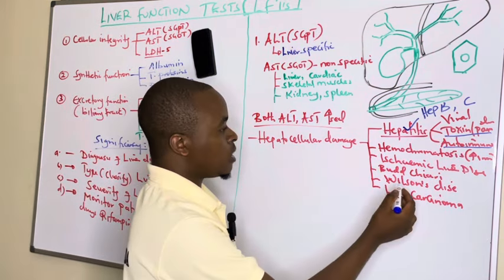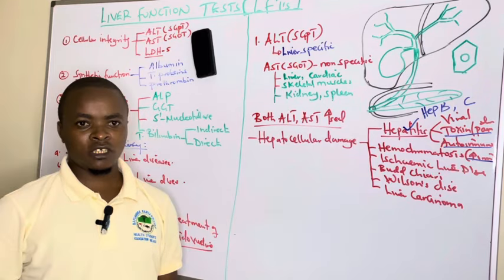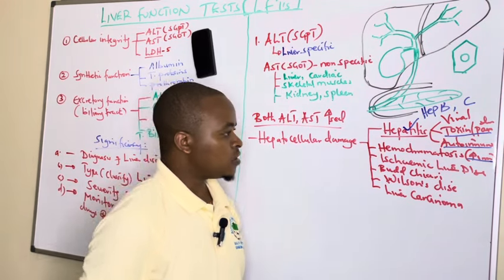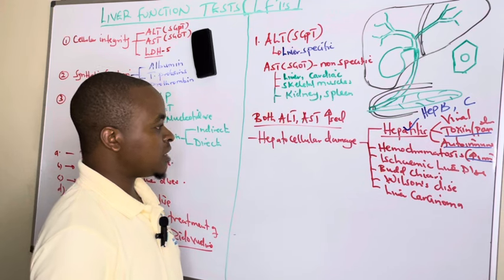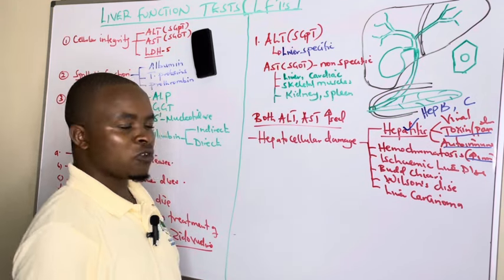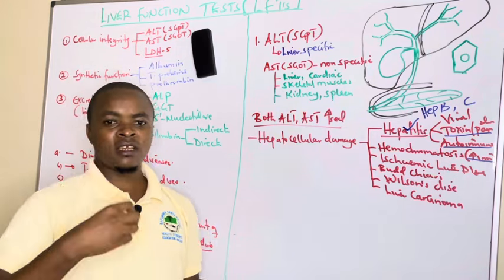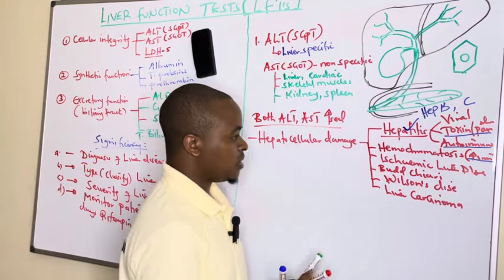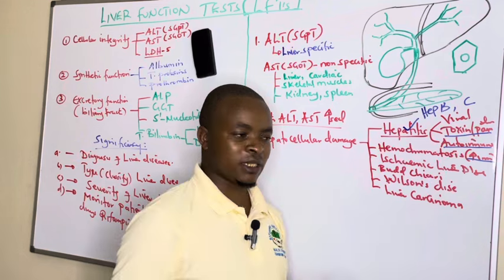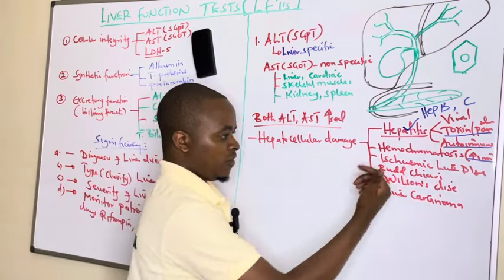Then if it is hemochromatosis, we can even do bone marrow examination to see the presence of iron in the smear. Then if it is ischemic liver disease, we can do a CT scan or ultrasound scan to see if the hepatic artery is blocked. And even with blood tests, we can rule out blockage of the vessel, vein occlusion of the hepatic portal vein.